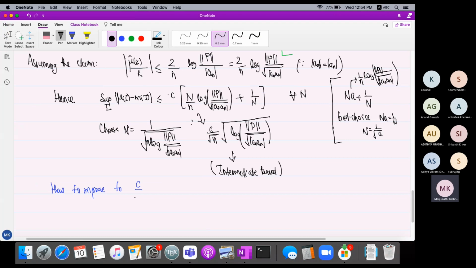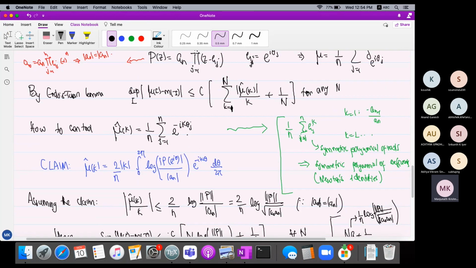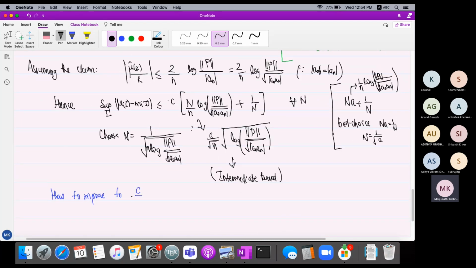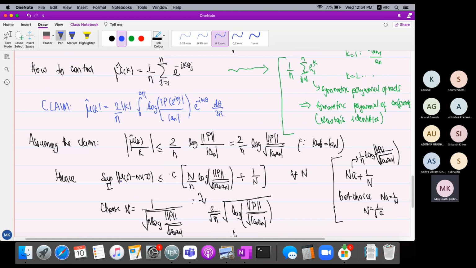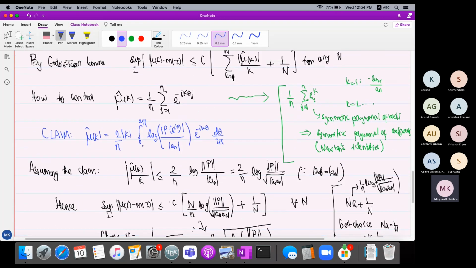Okay, so I'll assume it is okay. So we got the intermediate bound. Can we improve it to the other bound? How do we improve it to c over square root n? The idea is, don't bound it like this. So we had a bound mu hat of k by k, we had this, right?